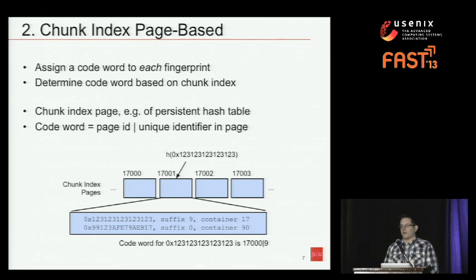We assume here that the chunk index is, for example, implemented by a persistent hash table, and a fingerprint is hashed to a certain page on disk, and then the code word is built by the ID of the page the fingerprint is stored in, and a unique identifier within the page. This means for a mid-size system, we can get a code word of around 32 or 40 bits.